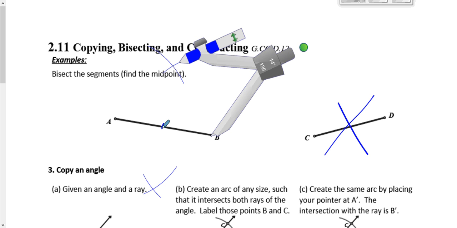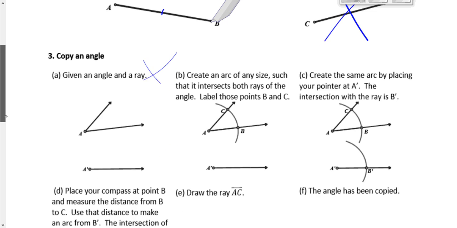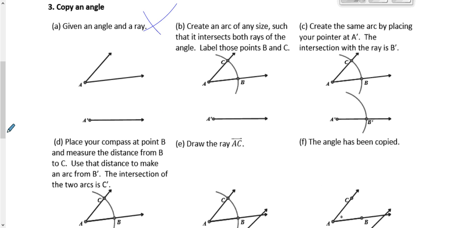Okay, let's move on to something different now. Copying an angle. What I want you guys to do is read over these steps, right? So they have this angle A right here, and they want you to copy this angle exactly onto this segment that starts with A prime, okay? So look at this step by step, follow along with your compass maybe, okay? I'll give you a minute to read through that and see if you can work it out.